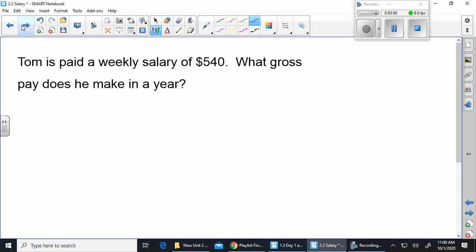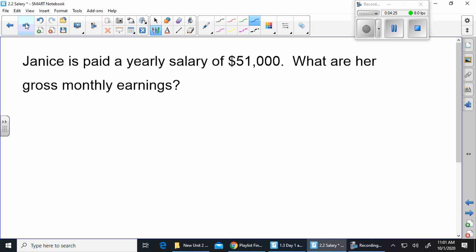That's this question. Tom is paid a weekly salary of $540. What gross pay does he make in a year? $540, that's weekly. He gets paid 52 times a year. He makes $28,080. So again, I just need to know those numbers.